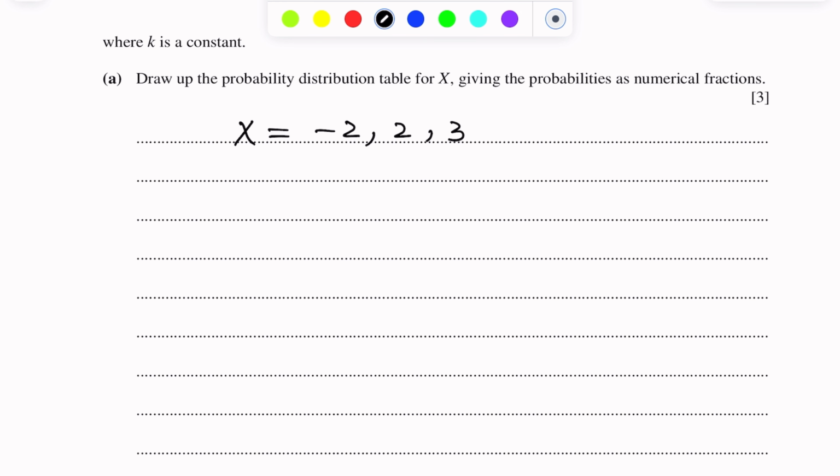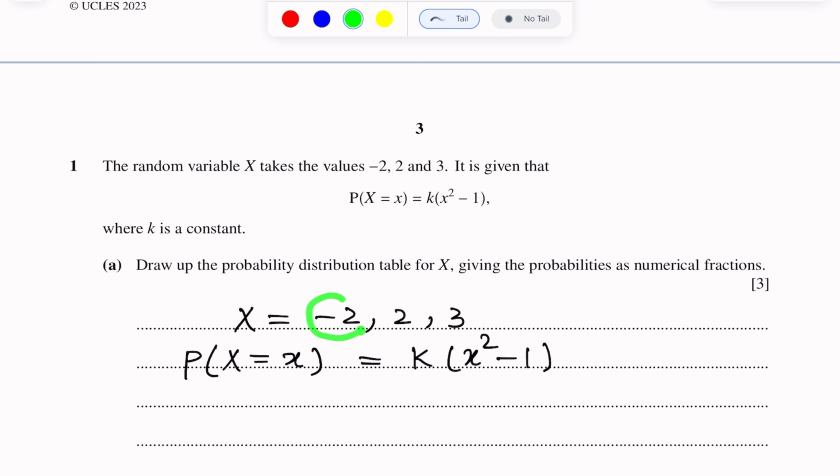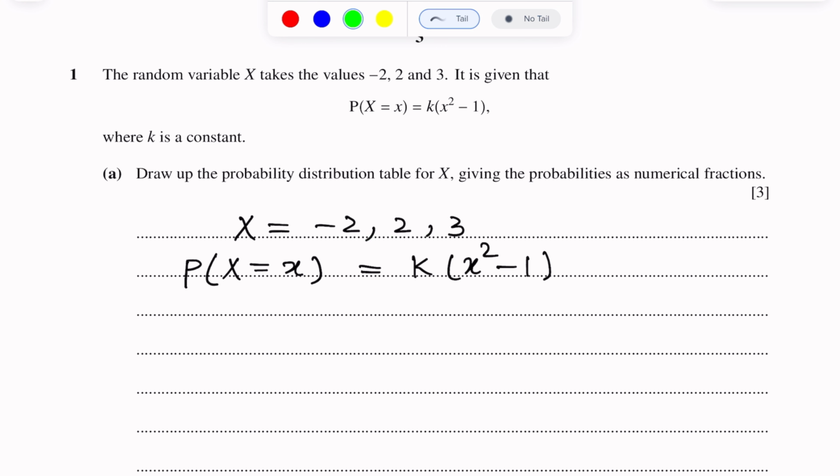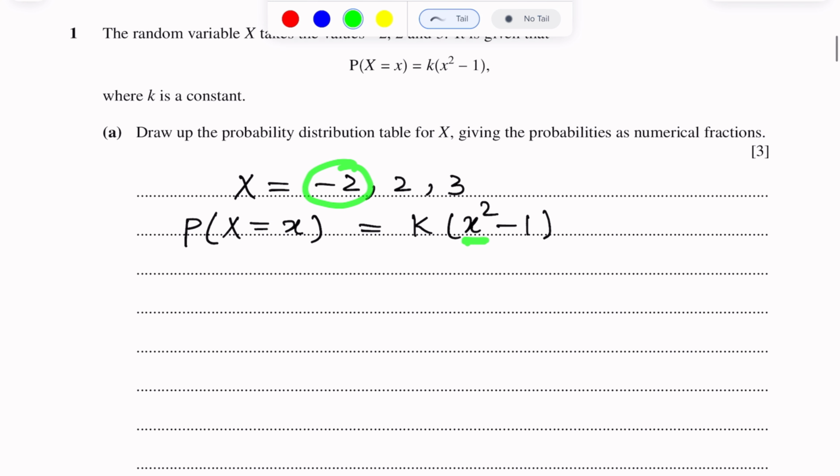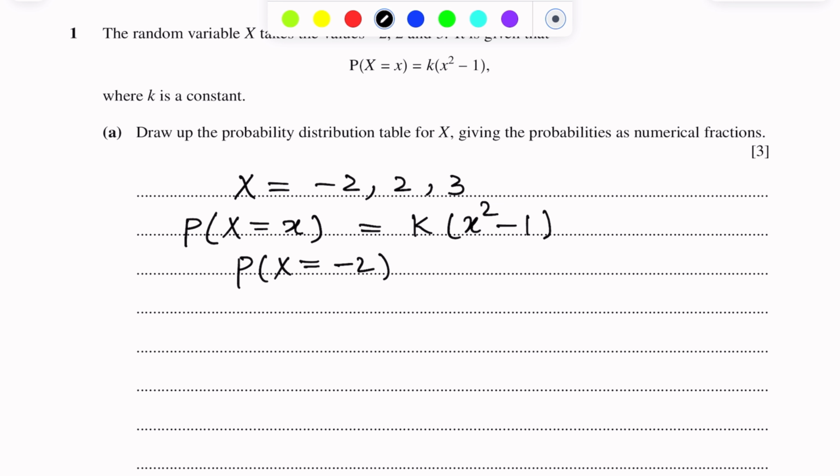Now related probabilities we will find first. This is the relation. Probability of x is equal to k into x square minus 1. Now we will put these values of x here to find the probability against each value of x. First we will put -2 in place of x. We get probability of x is equal to -2, k into 3, that is 3k.